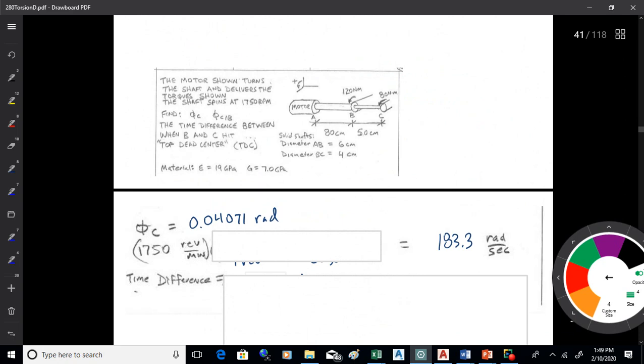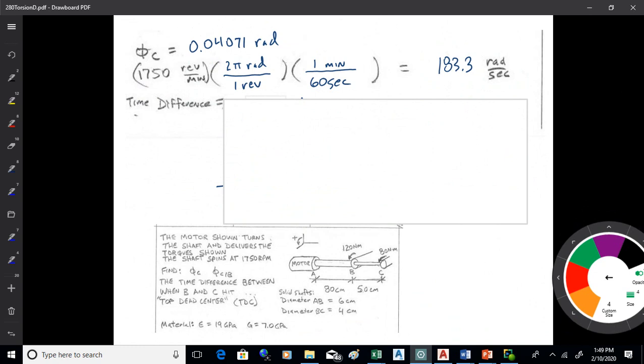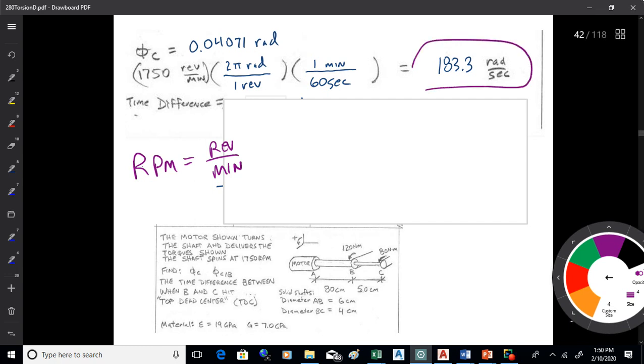Okay, and then I've got this last little bit here. We got 1750 revolutions per minute. That's an RPM. Very common unit that I think we're very familiar with, but it's not really what I call a native unit. It's not one that works really well. You usually have to convert out of that. An RPM is a revolution per minute. A revolution is one turn of a circle, which is 2 pi radians. A minute is 60 seconds. So that means that shaft is spinning at 183.3 radians per second.